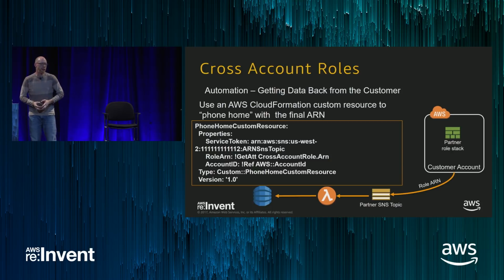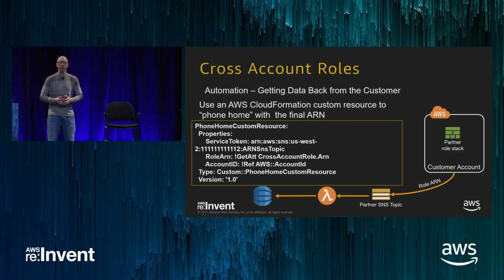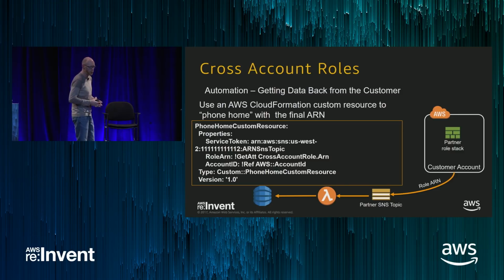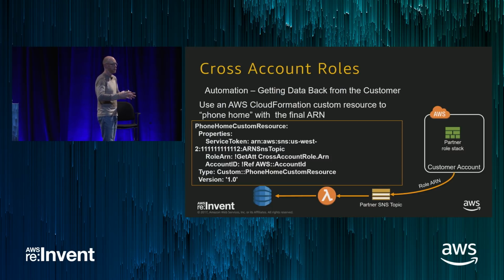With this, what we're taking advantage of is another CloudFormation feature called custom resources. We've defined a custom resource that's an SNS topic. That SNS topic is something that, in this example, is hosted by the partner. And we pass into the message to that SNS topic the ARN of the role, and we send that message to SNS. We then have a Lambda function subscribed to that SNS topic, which will consume that, pull the ARN out of the message, and put it into our data store so that we have all the information we need to be able to interact with the other account that our customer has given us information about.